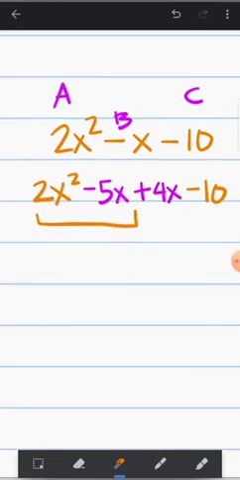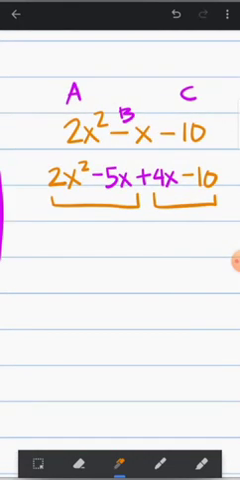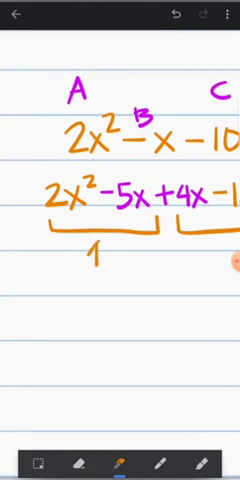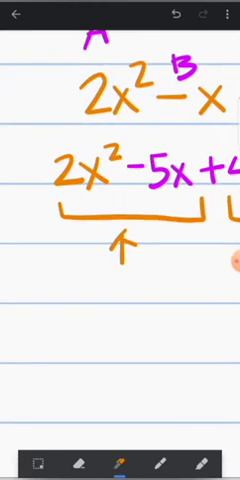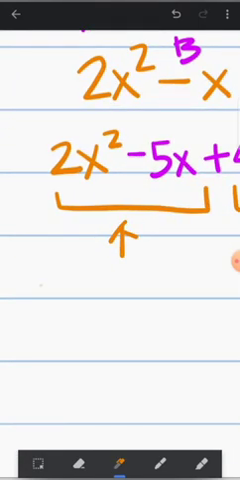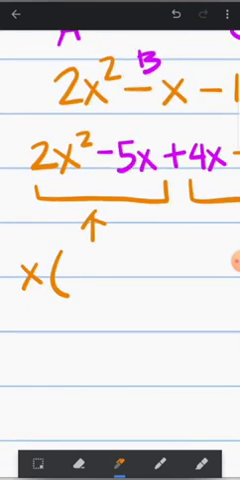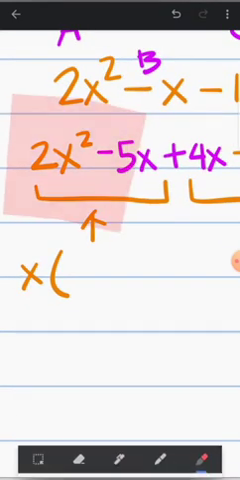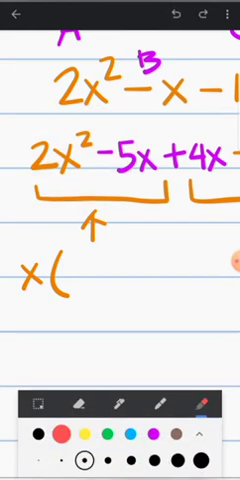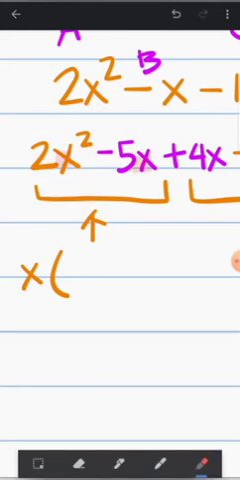Then the next step is to group. So this group and then this group, and then factor out what's common to them. So here, what's common between these two terms is x. Do you see that as well?